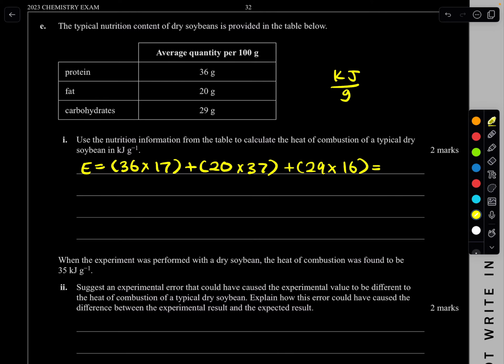That should give me my energy in kilojoules. 36 times 17 plus 20 times 37 plus 29 times 16. So that's giving me 1816 kilojoules. Now remember, to get the enthalpy change of the combustion reaction, it's that kilojoules, so 1816 divided by the grams. We used a quantity of 100 grams, so divided by 100. That gives me 18 kilojoules per gram. Nice question.